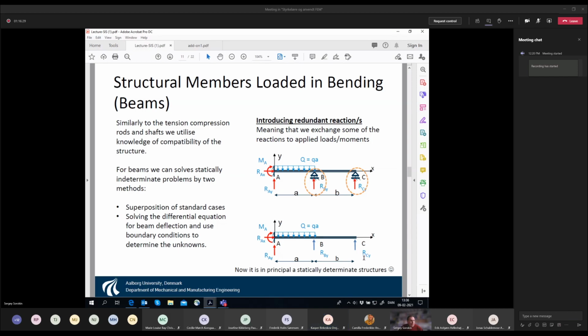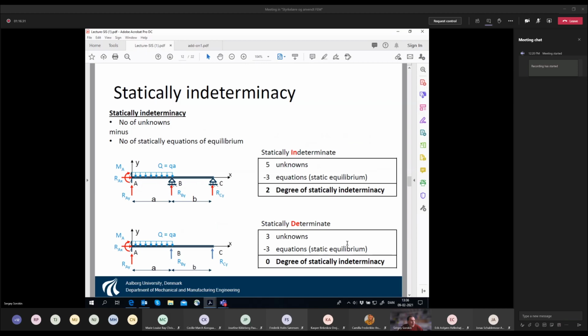So now we go to the next logical step, and the logical step is what is the relation. So this is what I told you. We have this 2 degrees of indeterminacy, and now we come to the statically determined system.